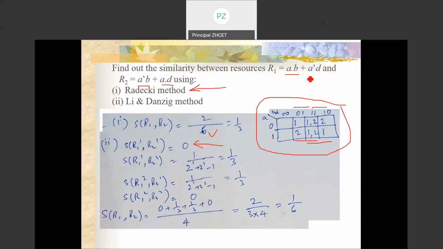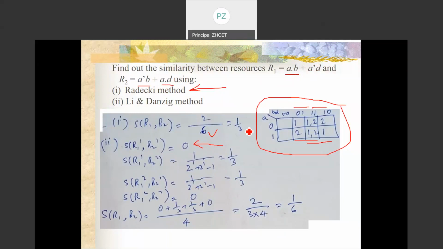And then finally, I have to find out the similarity between A dash D and AD. This will be 0 because we have A dash here and A here. Complement, right? So that will be 0. So now I take the average of all 4, 0 plus 1 by 3 plus 1 by 3 plus 0 divided by 4. That will be the overall similarity between R1 and R2, which is 1 by 6.